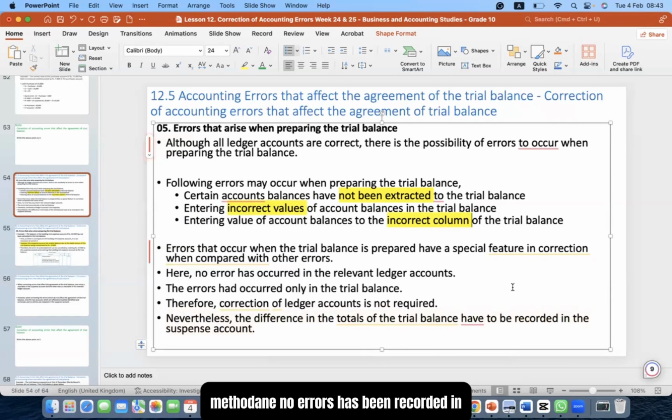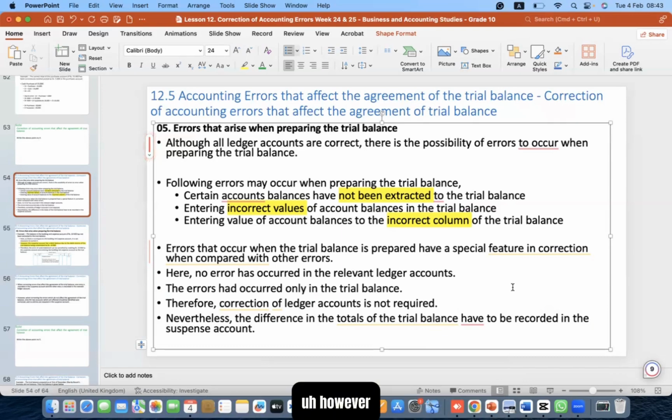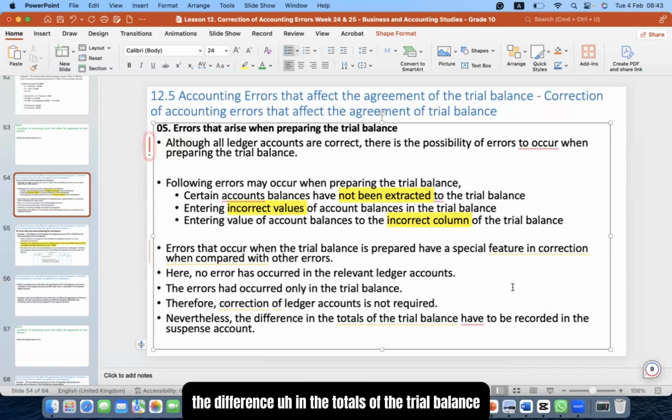No errors have been recorded in the ledger accounts. The error has been recorded only in the trial balance. Therefore, correction of the ledger account is not required. However, the difference in the totals of the trial balance has to be recorded in the suspense account. Okay, then you can write this.